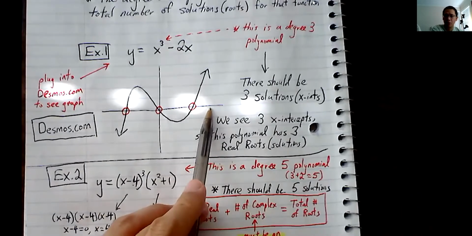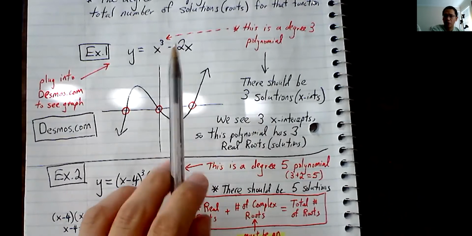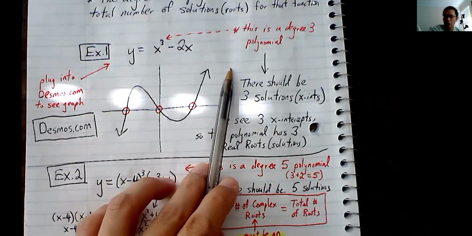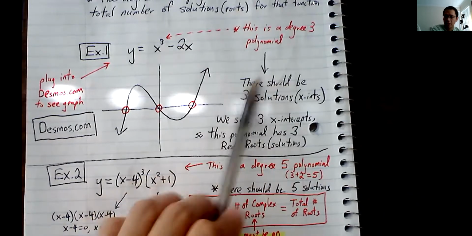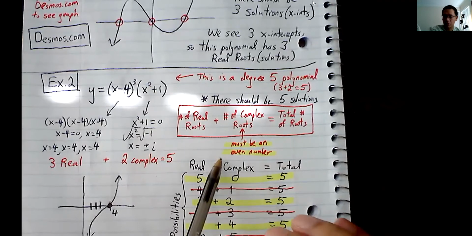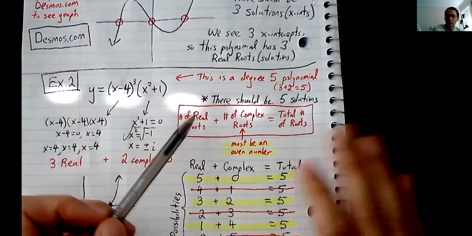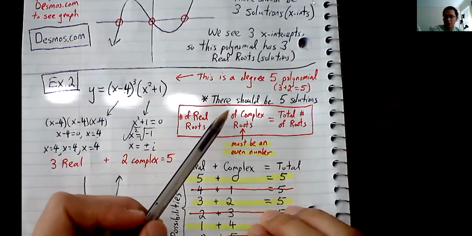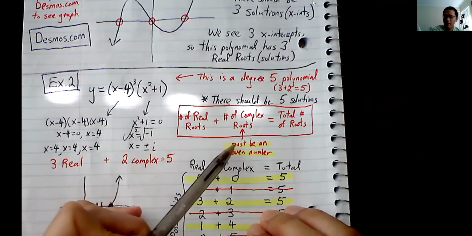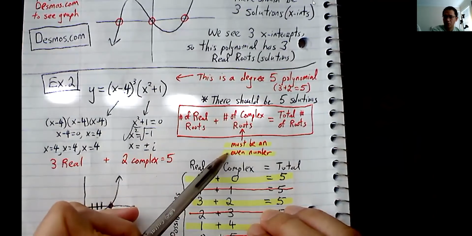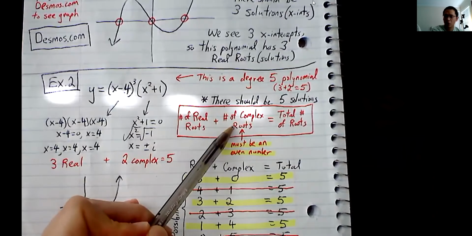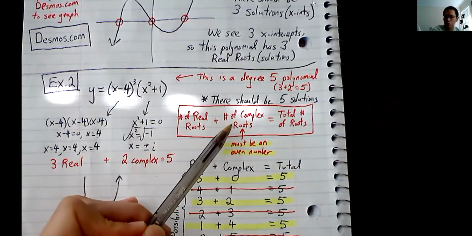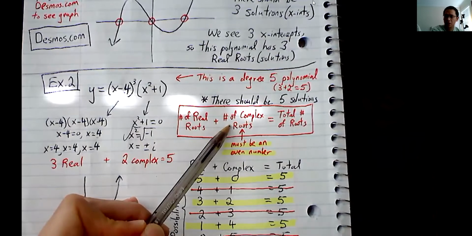Now, in the previous example, it just so happens that we have 3 real roots and 0 complex roots. So 3 plus 0 equals 3. So this still holds true, but it's not going to be true for every problem. Now, here's another restriction. The other restriction is that complex roots have to be an even number. So 0, 2, 4, 6. We can't just have 1 complex root or 3 complex roots.